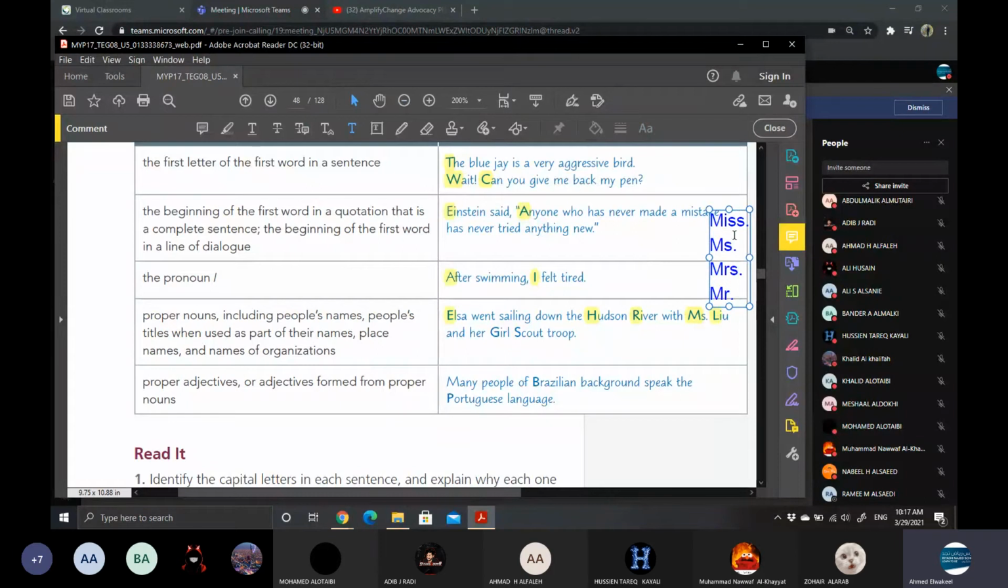So we tend to use Miss when the female in front of us is unmarried, Ms. when we don't know whether she's married or not, Mrs. when she is married, and Mr. for either of them. Married or unmarried, we say Mr. So Elsa went sailing down the Hudson River with Miss Lou and her girl scout too.